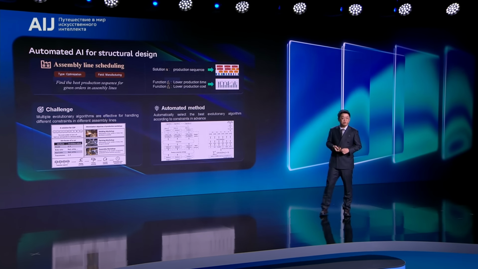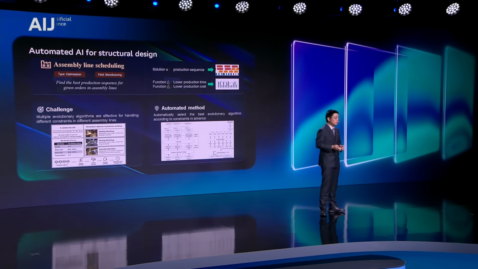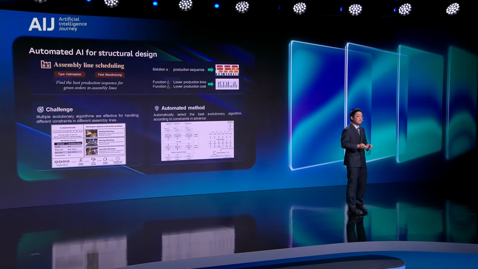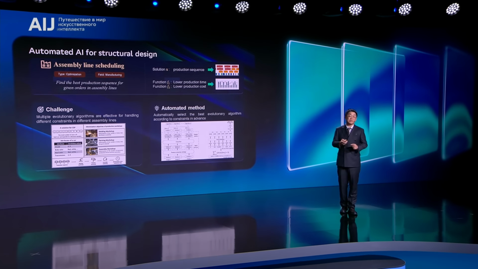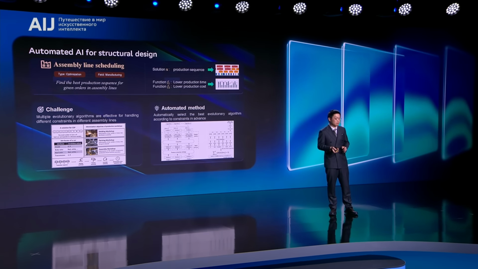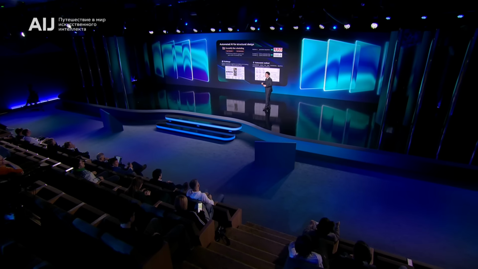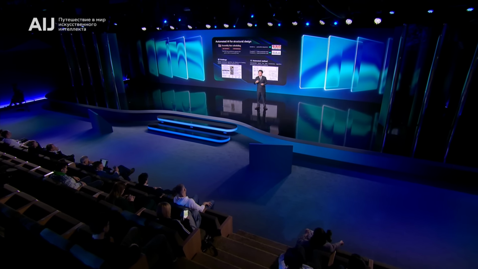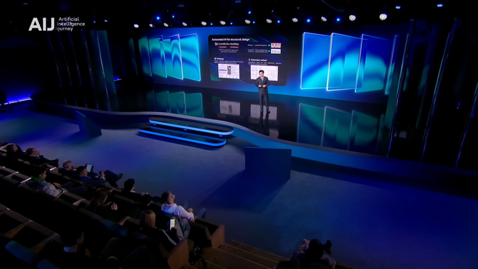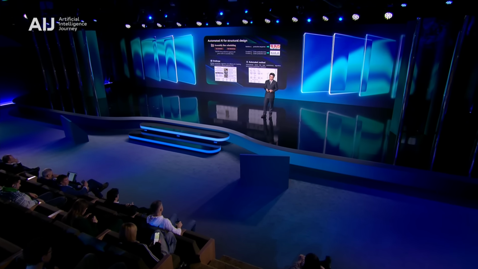This problem is also not very easy, since multiple evolutionary algorithms are effective for handling different constraints in different assembly lines for different scenarios. Therefore, we can also use automated design methods to automatically select the best evolutionary algorithm according to constraints in advance, so that we can more effectively solve different assembly line scheduling problems in different scenarios.